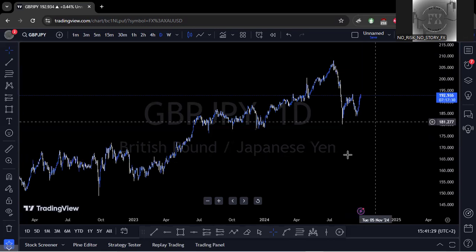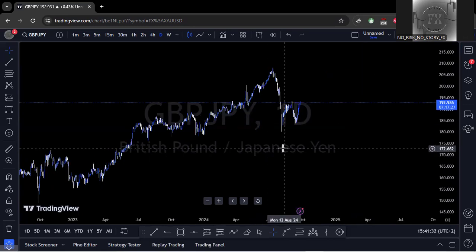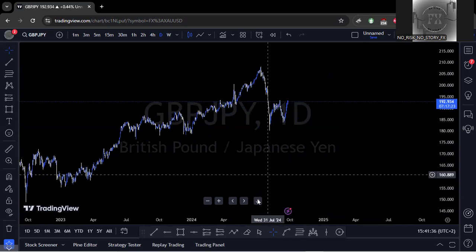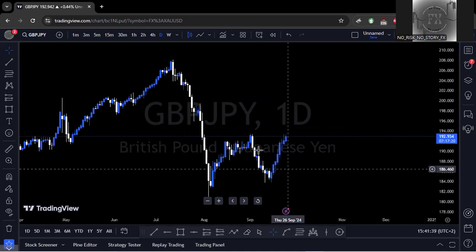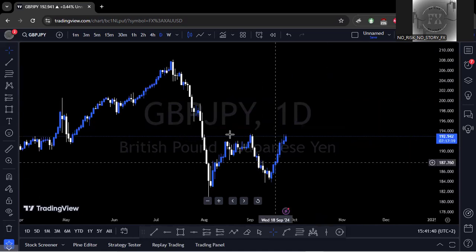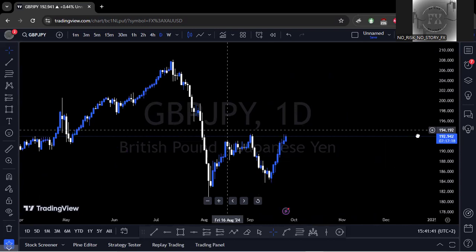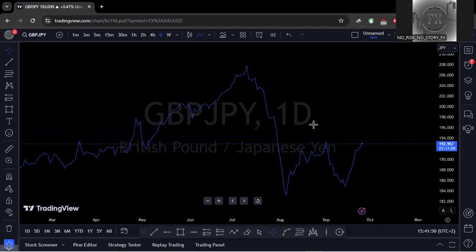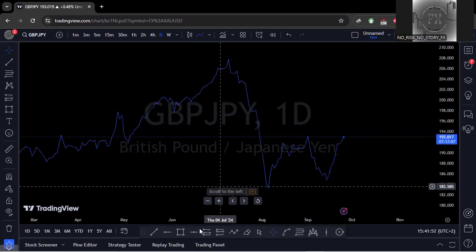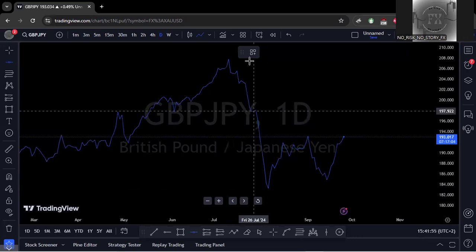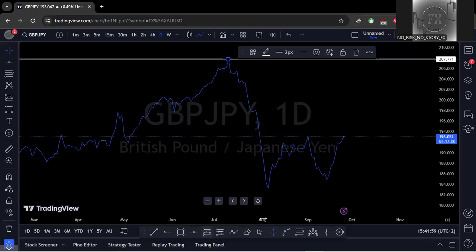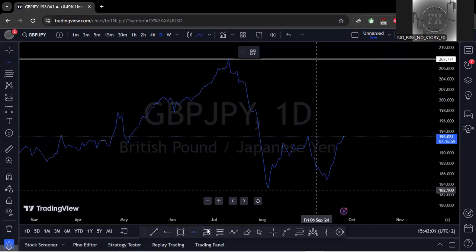So on an overall picture here on GBPJPY, I can see that we are currently seeing buyers coming in strongly in this market, right? But first of all, I would like to go to my line chart so that I can remove all the noise, the wicks and rejections and whatnot. My current highest point is this one, and my current lowest point is this one, right?